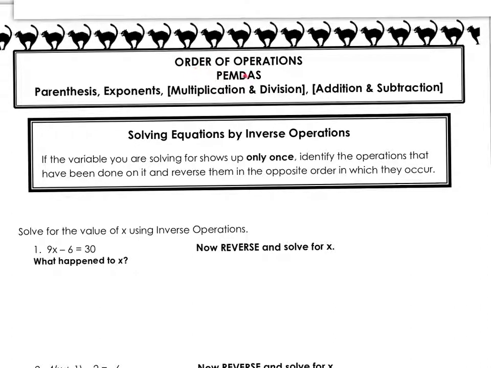Okay, we're going to skip to the next topic. Order of operations, PEMDAS. This is something you've learned in the past. We always do parentheses, exponents, then multiplication and division, left to right, and then addition and subtraction, left to right. So those are grouped together. So we solve equations by using inverse operations. If the variable you are solving for shows up only once, so this is only when we have it in one place, we can identify the operations that have been done on it and then reverse them in the opposite order in which they occur.